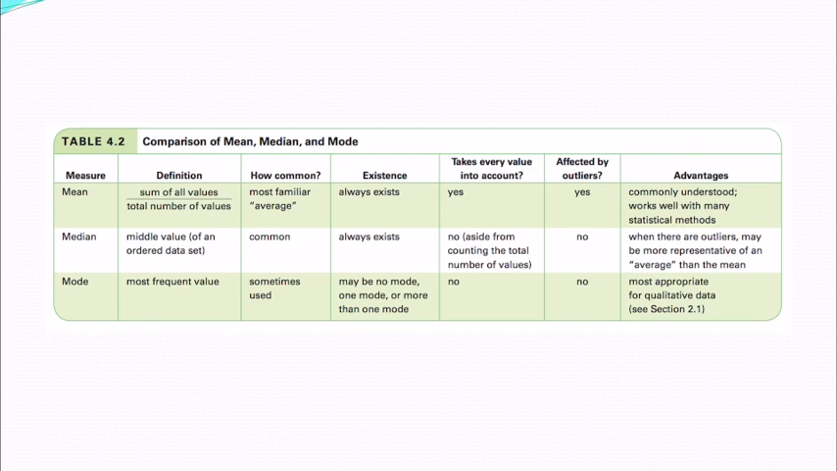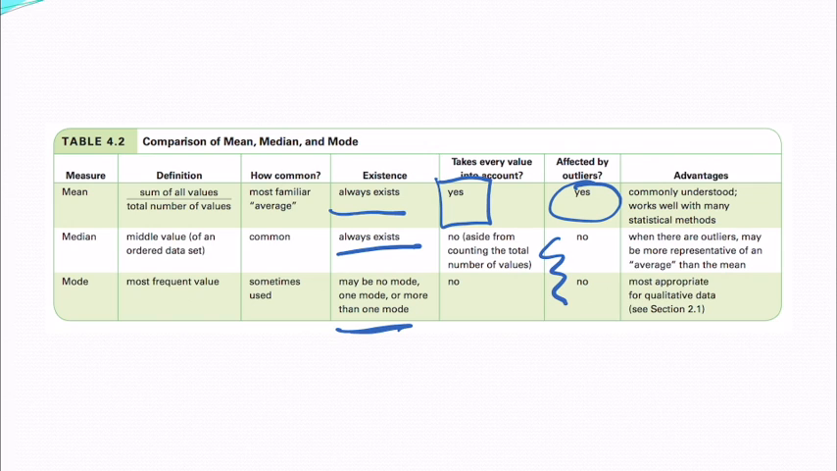So here I have a nice table comparing the mean, median, and mode, right? The mean always exists, so does the median, but there could be no mode, or there could be multiple modes. The mean we like because it does take every data value into account, while the median and the mode do not. But the downside of the mean is that it's affected by outliers, while the median and the mode are not. This table is not in our book. I actually got it from another text, but I wanted to make sure I shared it with you.